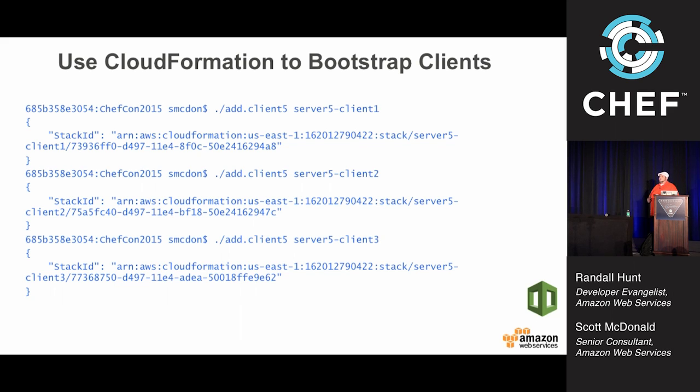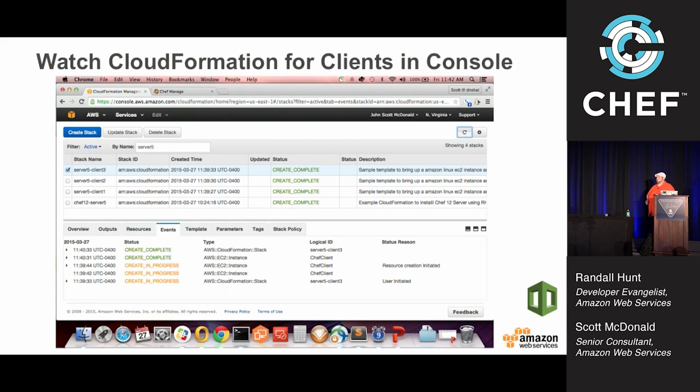and I'm going to use a unique naming convention of server 5-client 1. And what this enables me to do in the console is just go search for server 5 or server 6 or server 7 later, and it'll pull up not only the Chef server but also the clients because of that common string in the name. Once the clients are running, we can just kick back and watch these run and create in CloudFormation. And once they're completed, you'll see that the status for each will change to complete.